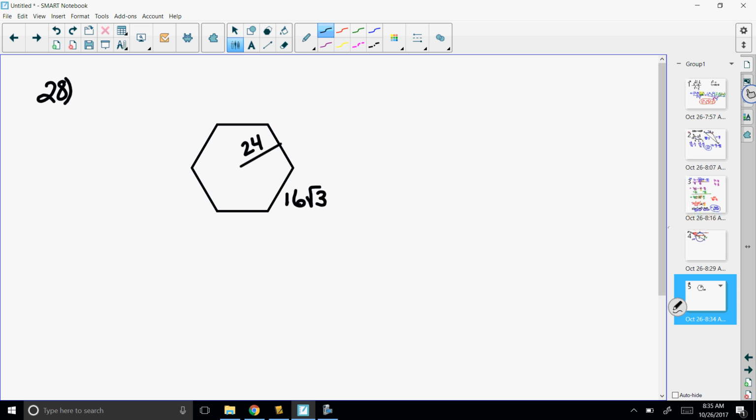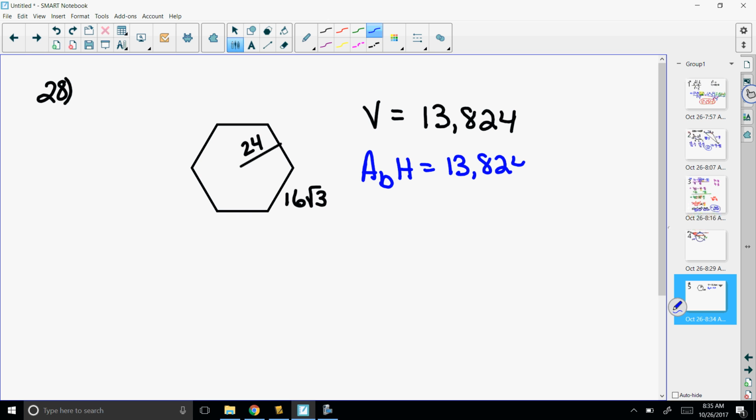So they tell you what the volume is. The volume is 13,824. What's the formula for volume? Area of the base times the height, divided by 3. Okay, so what is area of the base times the height equal to? Well, that's 13,824 times 3. Okay with that?